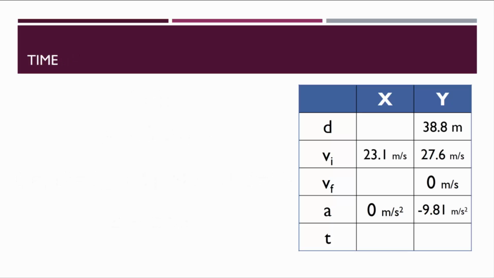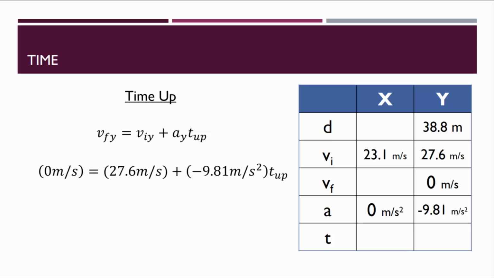Now let's figure out how long it takes to get to the highest point. Right, this is the time up. Here's our UAM equation. We can plug in our final velocity and our initial velocity and our acceleration, and we'll find that it takes 2.8 seconds to get to the highest point. If it took 2.8 seconds to go up, then it also took 2.8 seconds to come down, which means overall it took 5.6 seconds from the time the ball was kicked to the time the ball landed. We're going to plug this in as tx.